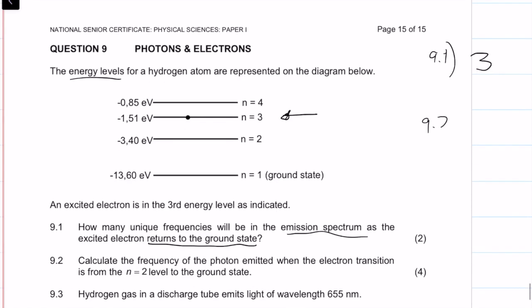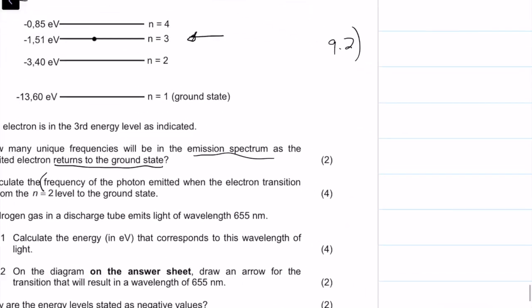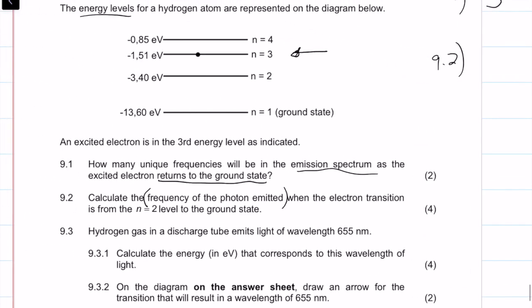Okay, 9.2 says calculate the frequency. So we want the frequency of the photon emitted when the electron transition is from the second energy level to the ground state.